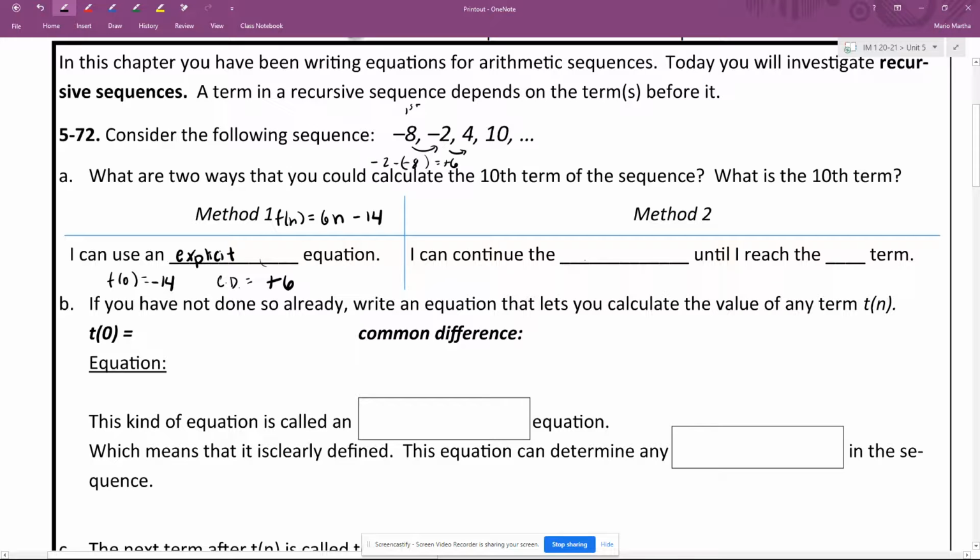The second method we can do is continue the sequence until I reach the 10th term. Right now we have 4 terms. If I keep adding 6, I'm going to have 16, and then 22, 28, and so forth. So I can also figure it out over here. T of 10 equals 6 times 10 minus 14, which is 60 minus 14, which would be 46.